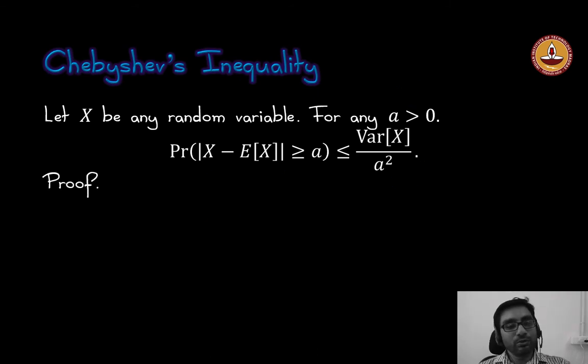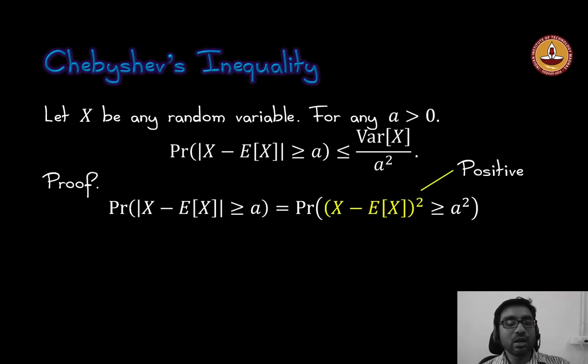And it's not hard to prove this. So let's see how this can be proved. So this is what we want. It's just straight from here. And inside this probability, we have this event, the absolute value of x minus e of x is greater than or equal to a.